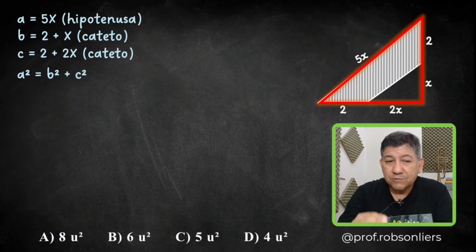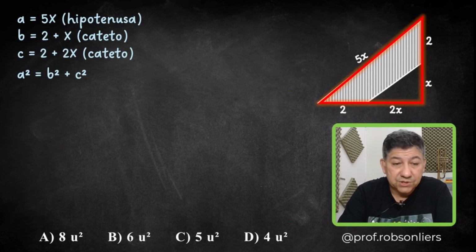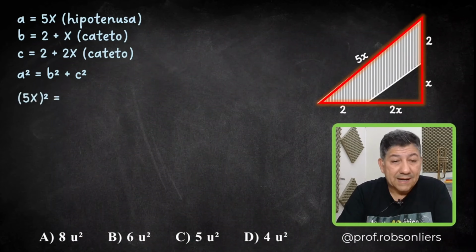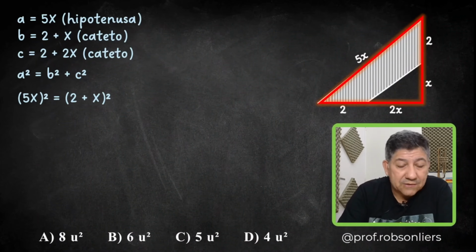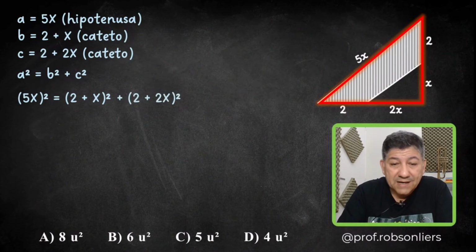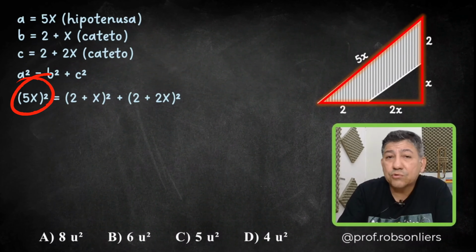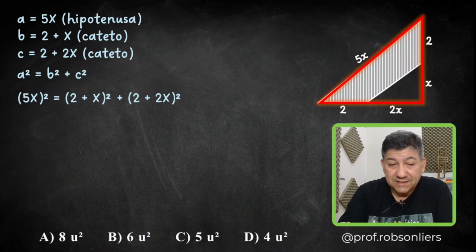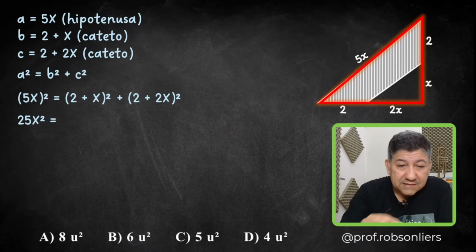All right? So, using this formula from the Pythagorean theorem, a squared, a is 5x, which is the hypotenuse, so 5x, all squared is going to be equal to b squared. b is 2 plus x, so it will be (2 + x) squared, plus the other leg, which is c, right? c squared. c is 2 plus 2x, so (2 + 2x) squared. Solving this, 5x, all squared, everything inside the parentheses is raised to the power of 2, all right? So 5 squared is 25, and x squared is x squared, so it will be 25x squared.